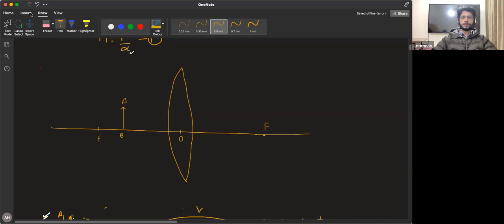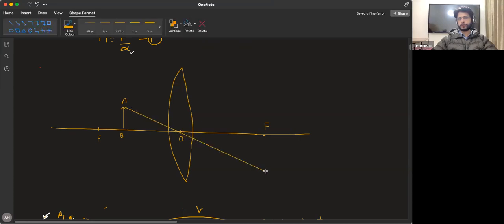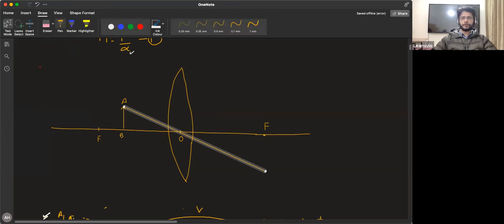Now what will happen is one ray will pass through the optical center. It will go straight without any deviation. Then you take another ray, which is parallel to the principal axis. After refraction, it will pass through the focus. Now see, these two rays are diverging rays. They will not meet anywhere, so you will not get a real image.